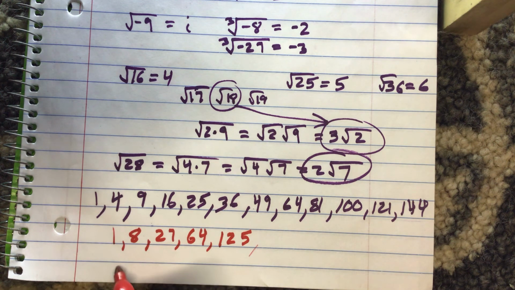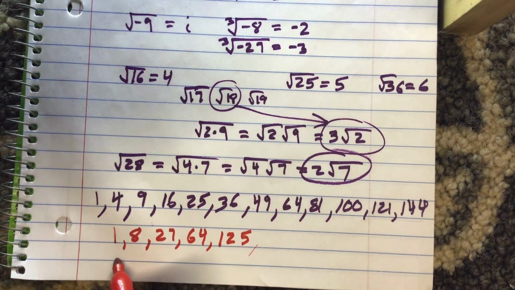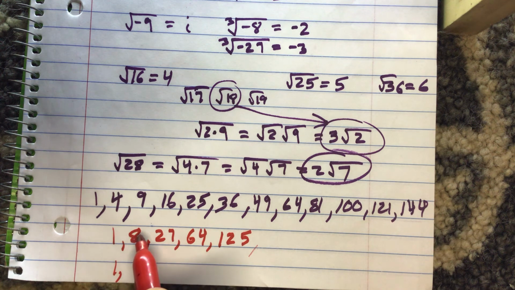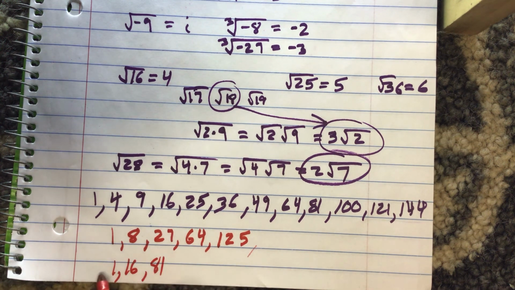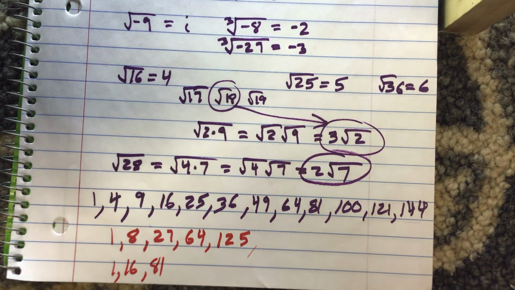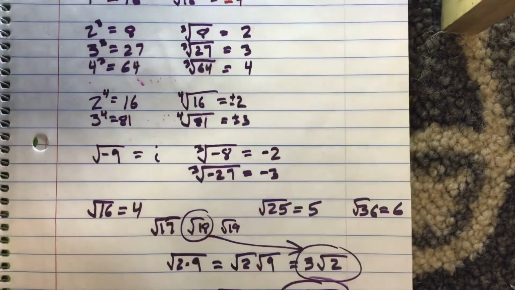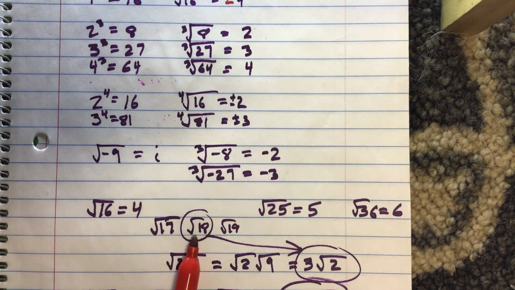You could also have perfect fourth powers. 1 times 1 times 1 times 1 is 1. 2 times 2 times 2 times 2 is 16. And 3 times 3 times 3 times 3 is 81. So these are fourth powers. These are third powers. These are second powers. Okay? So that's radicals, and you're expected to be able to take a radical and break it down into its smaller parts.